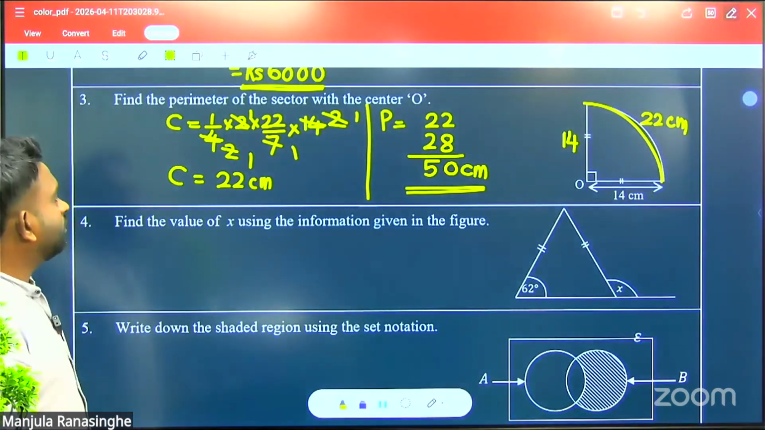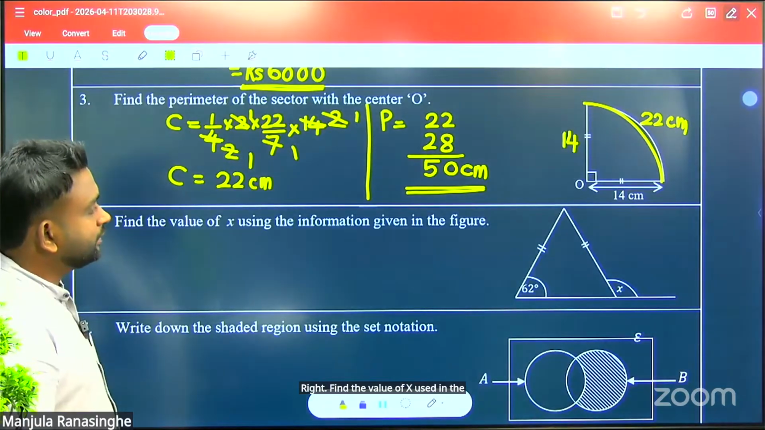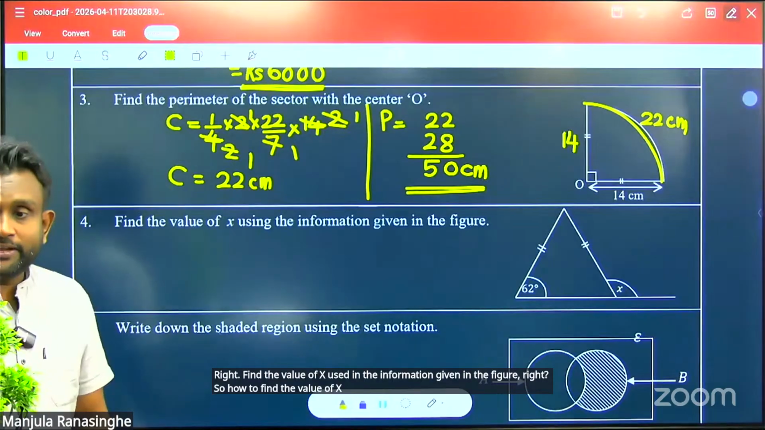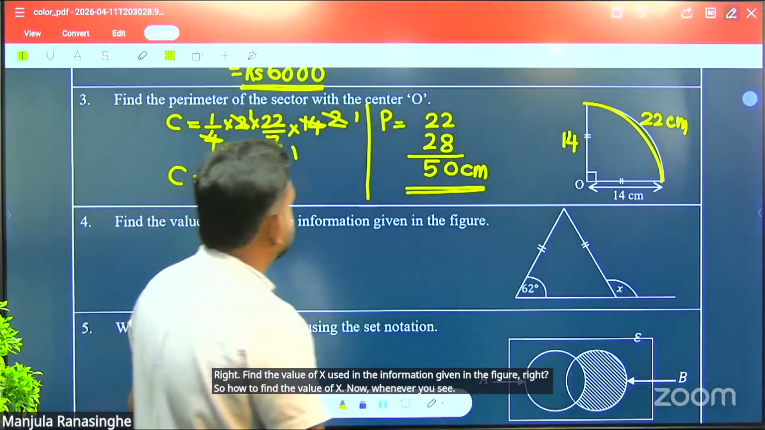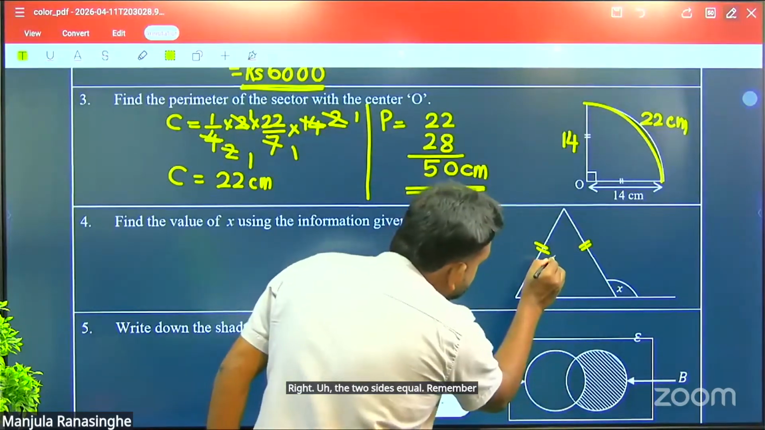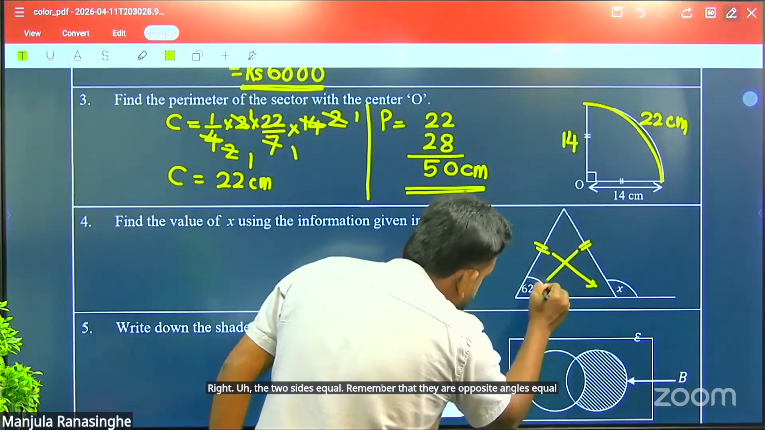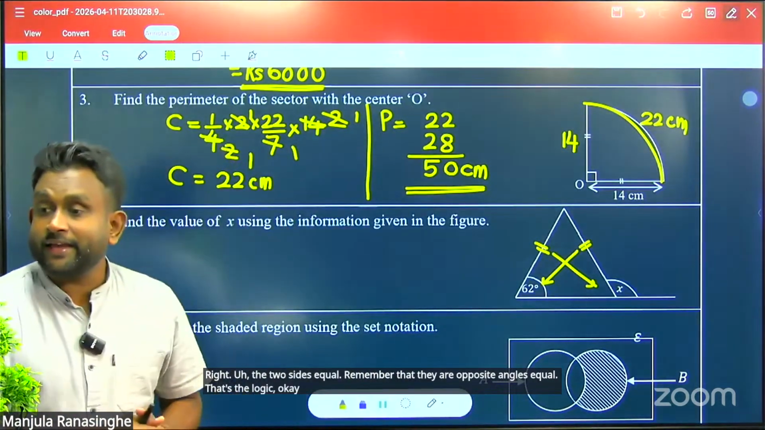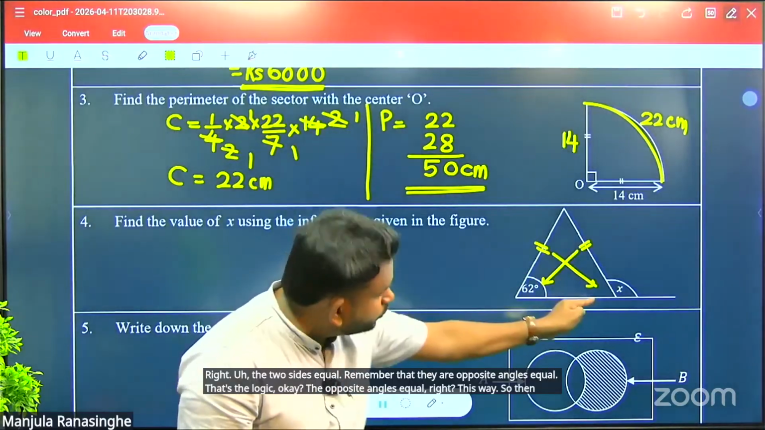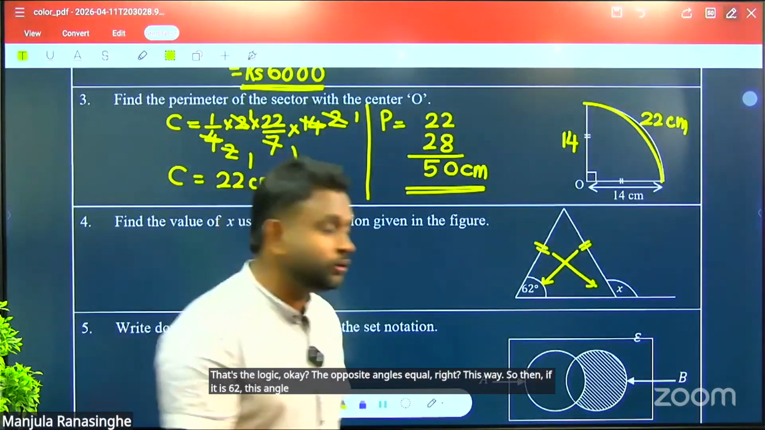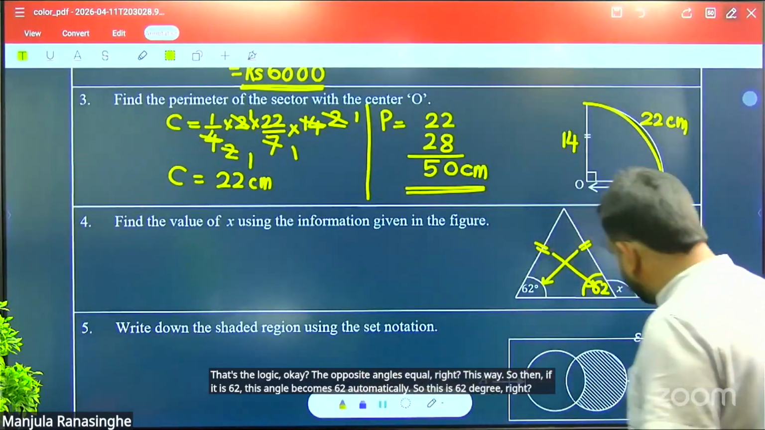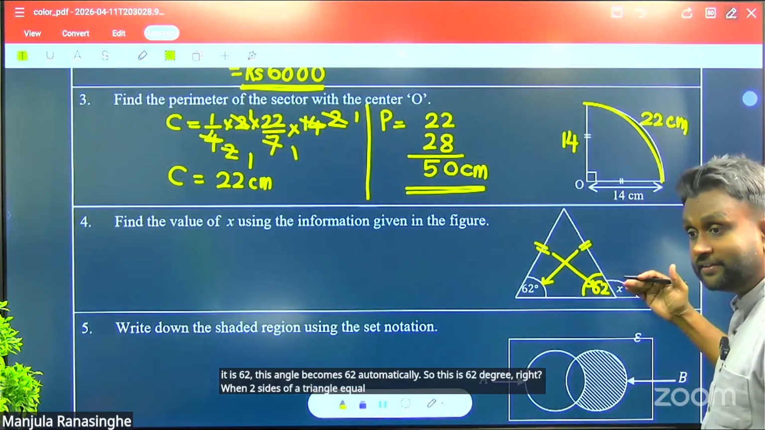Find the value of x using the information given in the figure. So how to find the value of x? Whenever you see that two sides are equal, remember that the opposite angles are equal. That's the logic. So if this is 62, this angle becomes 62 automatically. When two sides of a triangle are equal, the opposite angles are equal, that is the theorem.